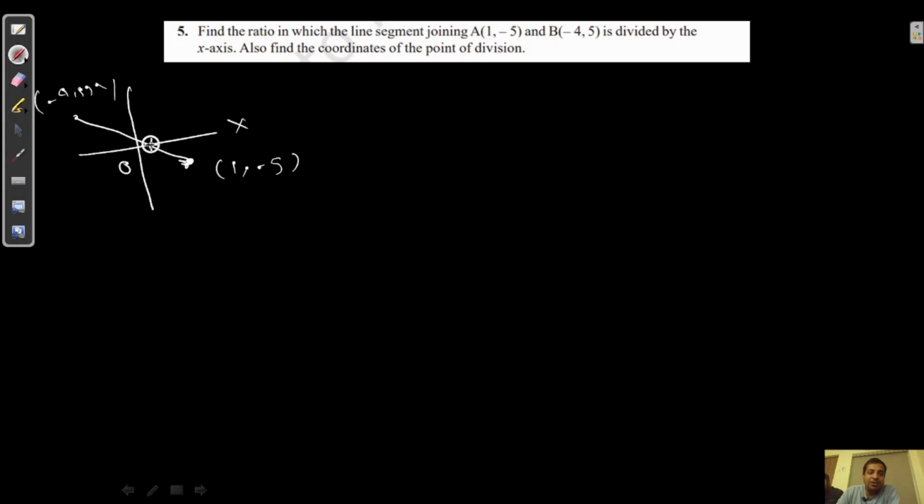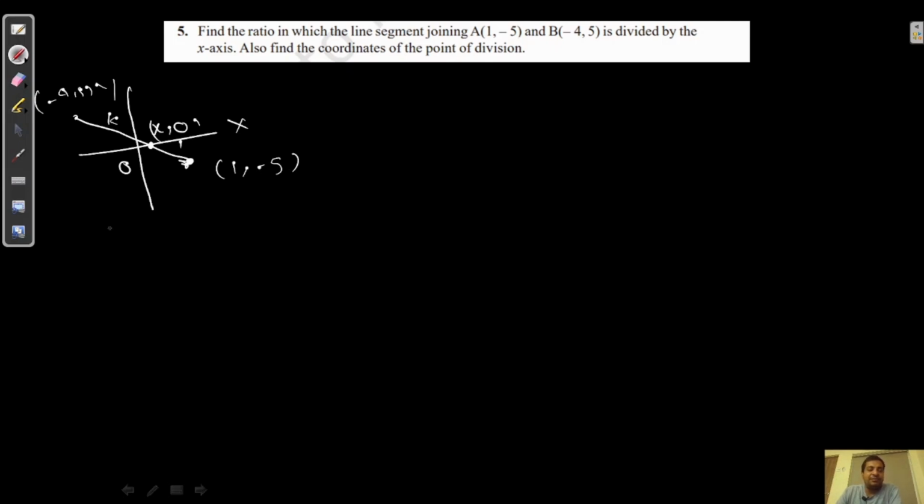So there is a point on the x-axis. Do you know what I should take as coordinates? Take the coordinates of this point. Last day we have seen one question like this. The value of x we cannot see, but the value of y, I am sure, is going to be 0. Okay, so let us say the desired ratio is k:1.